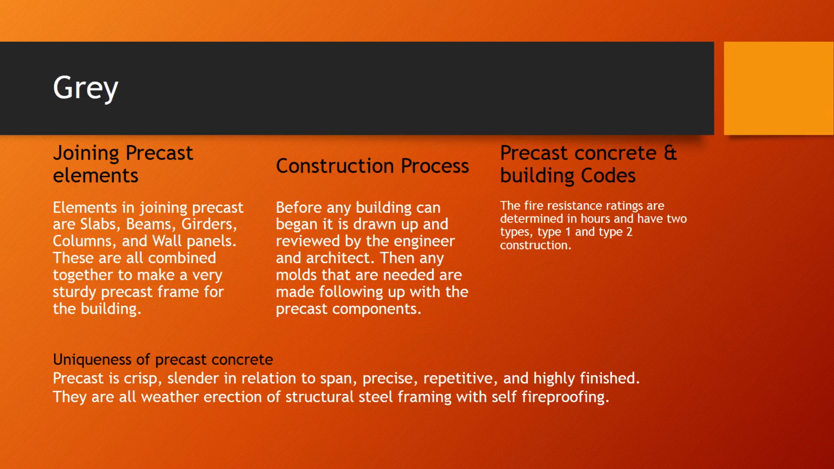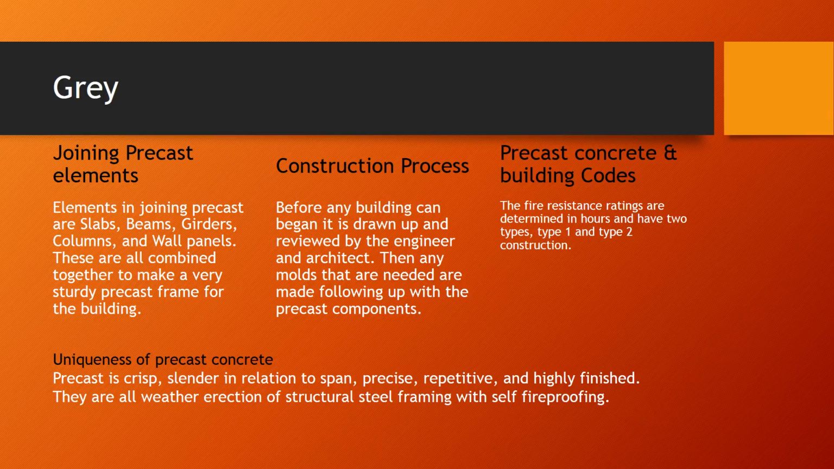And now for my section, I did section gray. Joining precast elements. Elements in joining precast are slabs, beams, girders, columns, and wall panels. These are all combined together to make a very sturdy precast frame for the building.